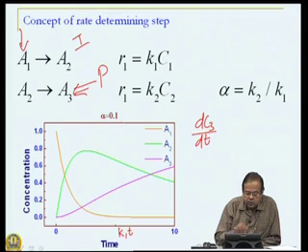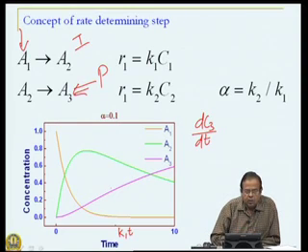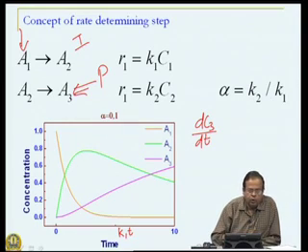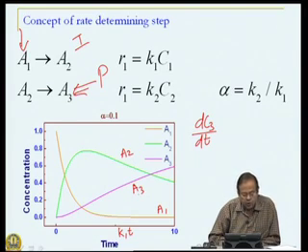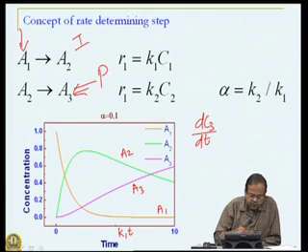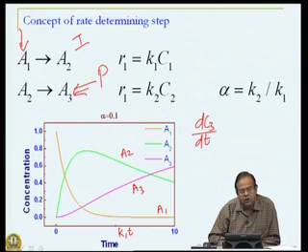So, let us look at the same results. We saw these results a few minutes back. For an alpha value, that is the ratio of K2 by K1, of 0.1, let us look at A1, A2, A3. So, we saw this earlier. A1, A2, A3. We see that A1 decreases, A2 first increases and then decreases, and A3 is continuously increasing.